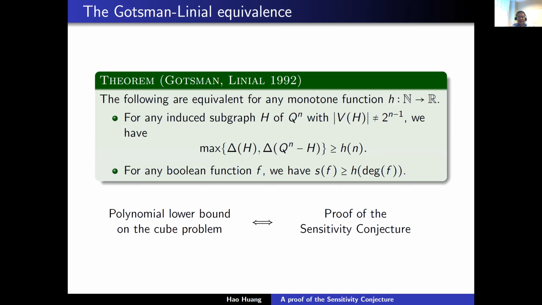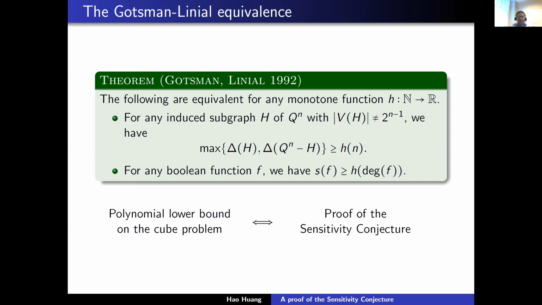Now, let me mention the reason why I became interested in this problem. In the same year when Nisan and Szegedy posed this conjecture, Gotsman and Linial observed a surprising connection with the combinatorial problem I mentioned at the very beginning of this talk. If you take an n-dimensional hypercube and look at an unbalanced partition of the vertex set, where unbalanced just means that you cannot partition it half and half, so it has two subsets H and the complement of H. If you look at the two induced subgraphs on H and the complement of H, and you look at the maximum degree of these two induced subgraphs, if you can show the maximum is greater than or equal to a function h(n), where n is the dimension of the cube, then this will give you a lower bound on the sensitivity of the Boolean function as a function of the degree of this Boolean function f.